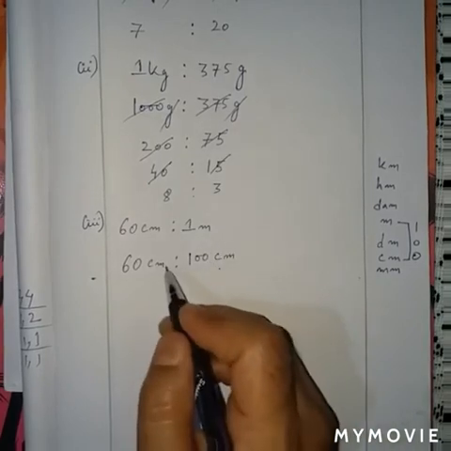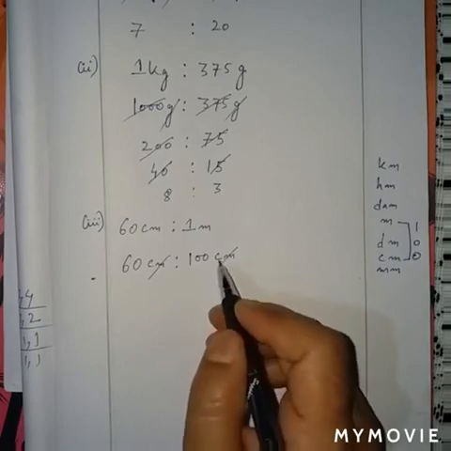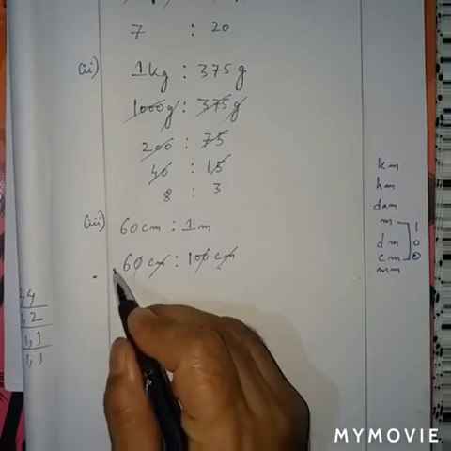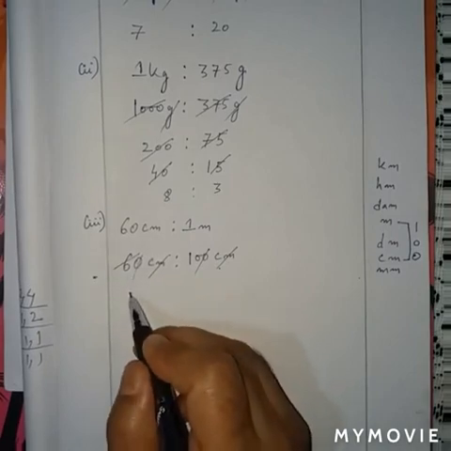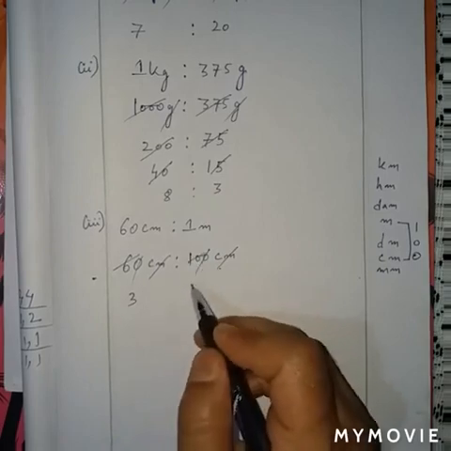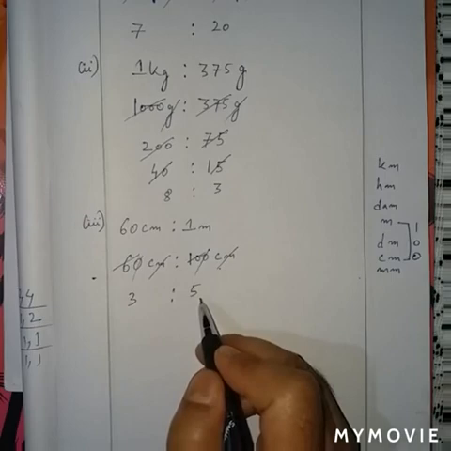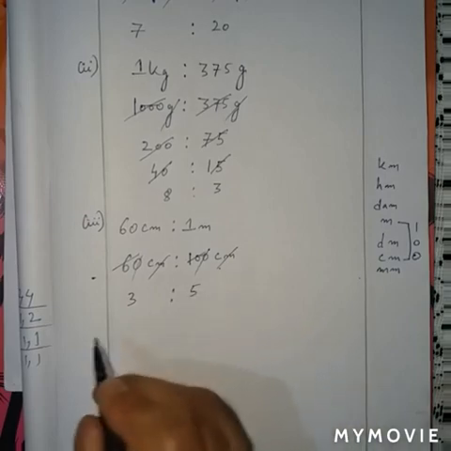Now centimeter and centimeter get cancelled, and this 0 and this 0 also get cancelled. 2 3s are 6 and 2 5s are 10. So this is the simplest form here. Now question number 4.